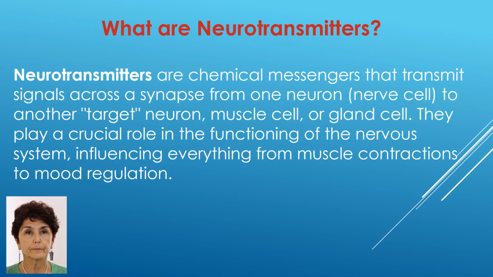What are neurotransmitters? Neurotransmitters are chemical messengers that transmit signals across a synapse from one neuron, nerve cell, to another target neuron, muscle cell, or gland cell. They play a crucial role in the functioning of the nervous system, influencing everything from muscle contractions to mood regulation.